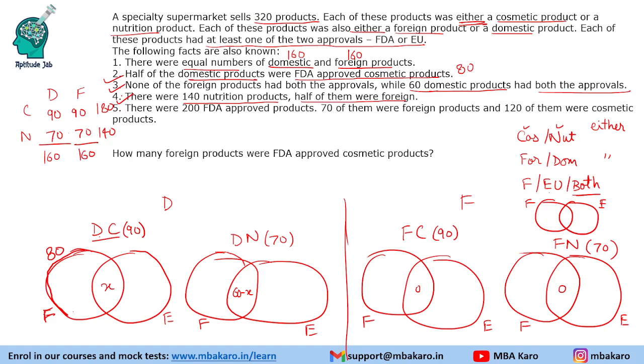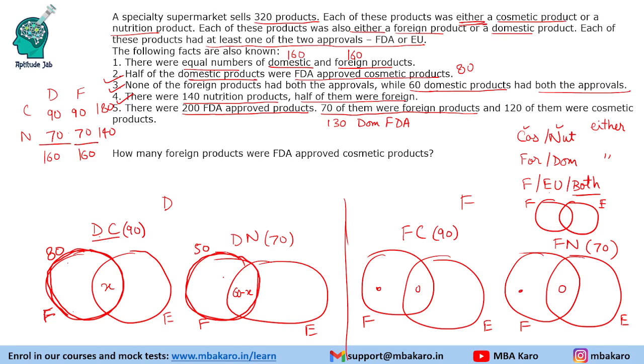Now the next thing that we need to fill is there were 200 FDA approved products. So FDA is 200. 70 of them were foreign products. So these two are 70. That means 30 will be domestic FDA, 130 domestic FDA. These are 80 domestic FDA. So these will be 50 domestic FDA.